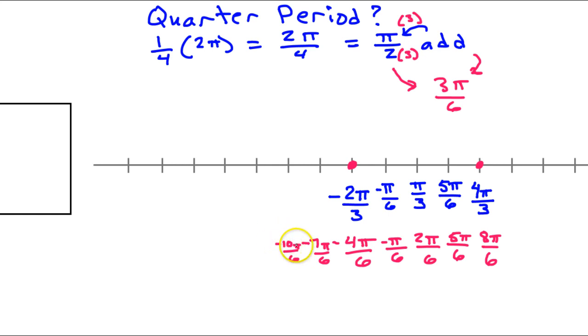Alright, these are pretty close together. If I go down by 3 again, that's going to be negative 13 pi over 6. You know what? I should have marked where I'm going to stop. 1 period. I'm going to go 4 of these. So 1, 2, 3, 4. So that's my target. If I go down by 3 again, that's going to be negative 16 pi over 6.